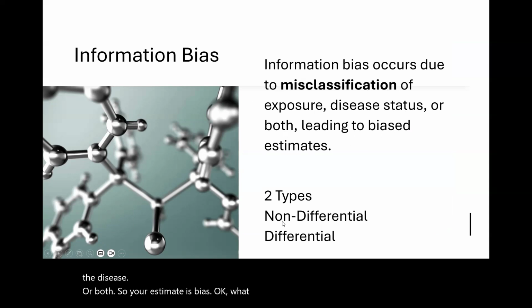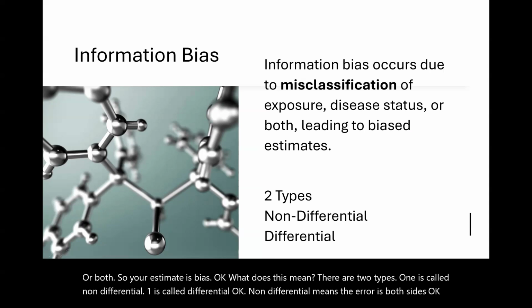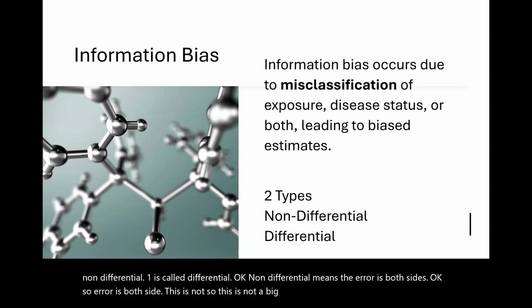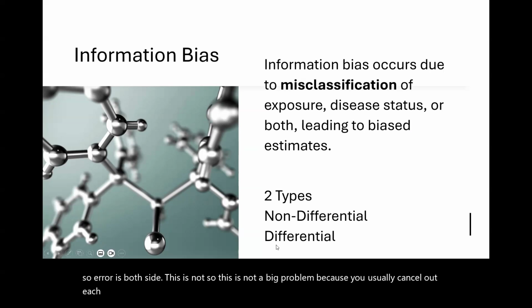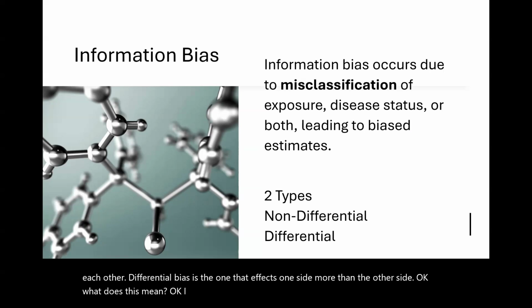There are two types. One is called non-differential, one is called differential. Non-differential means the error is on both sides. This is not a big problem because they usually cancel out each other. Differential bias is the one that affects one side more than the other side. What does this mean? I hope I have an example, I'll give you an example soon.